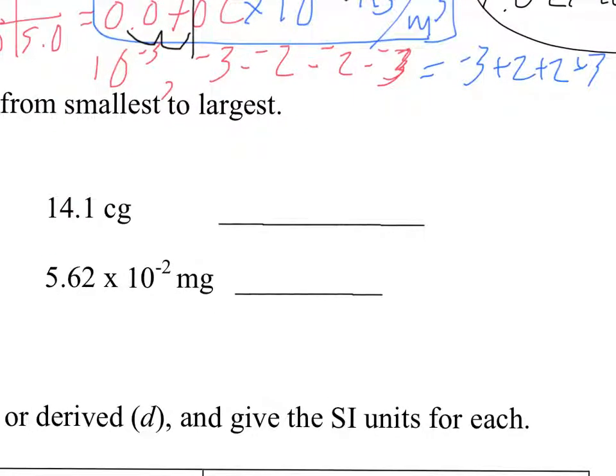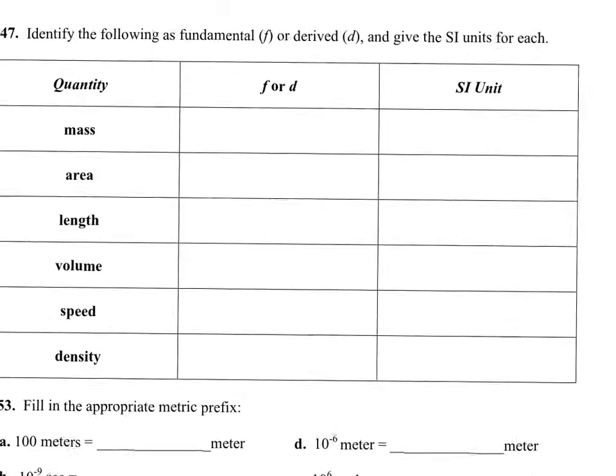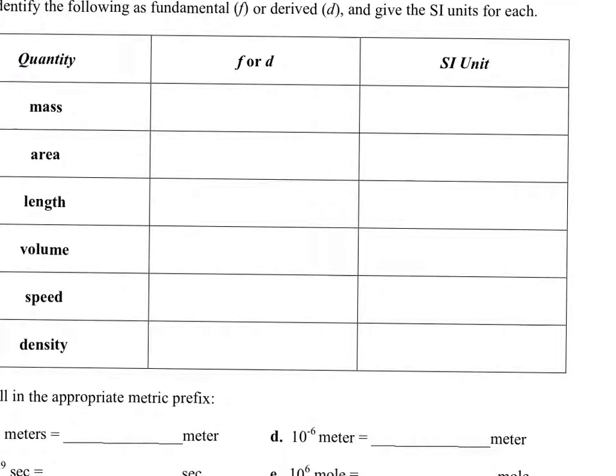The next thing that we need to look at are SI units. That's question 36 through 47. And it asks if the units are fundamental or derived. There are only really 4 fundamental units in the SI system. One of those is mass, so this is fundamental. And in the SI system, the fundamental unit is the kilogram. In the metric system, the base unit is the gram. But in SI units, we use the kilogram. A gram is pretty small.